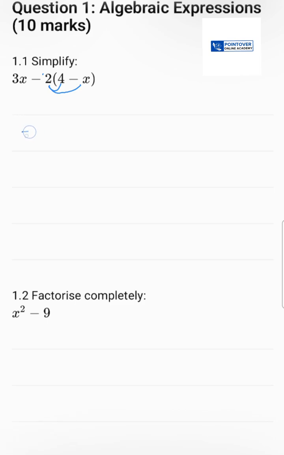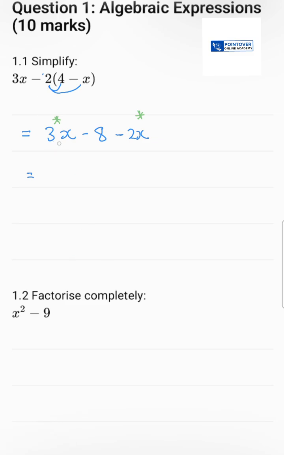So we are going to have 3x, and then -2 multiplied by +4, we're going to get -8. And -2 multiplied by -x gets -2x. And then proceed to simplify. If you take a look at this, you will notice that 3x and -2x are your like terms, which means you can either add or subtract them.